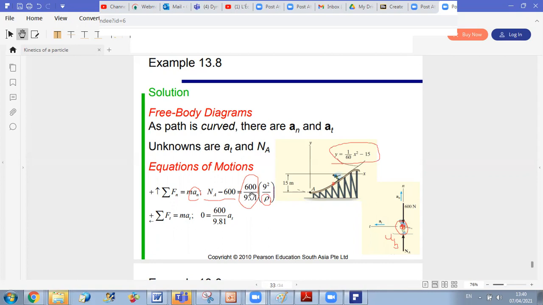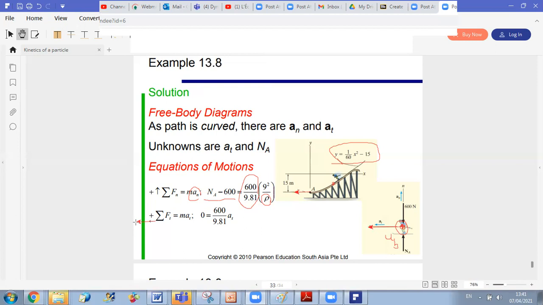But just before doing it, in order to find the second unknown, which is AT, we need to write the second equation. The second equation here will be the sum of forces along UT. And here UT is directed towards the left because the skier is moving in this way. UT always follows the velocity, and the velocity is towards the left, so UT is towards the left. This is why, when you write your equation, you will specify the direction of UT.